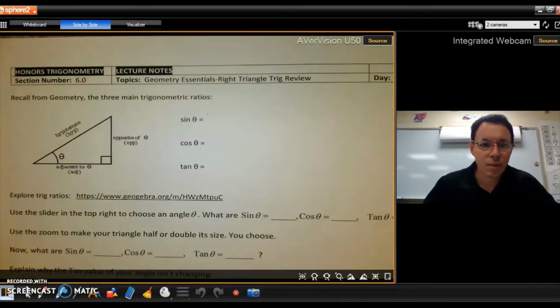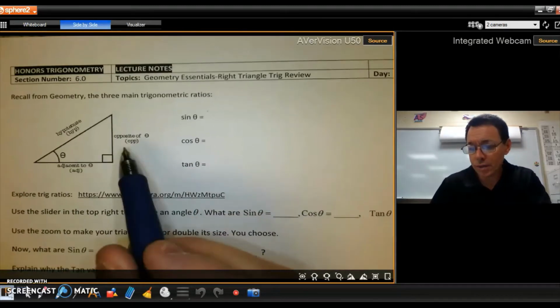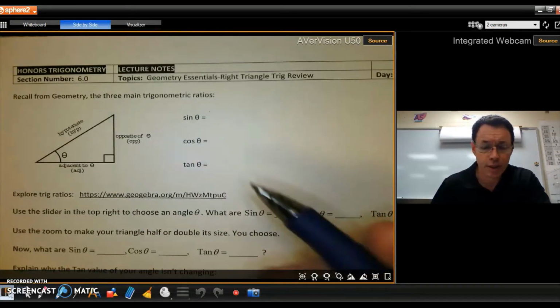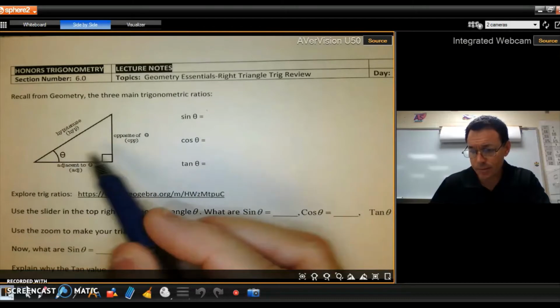Hey guys, today we're going to start chapter 6, which is the beginning of our trig section. This semester will be all trigonometry. Today we're going to focus on a few things that you learned in geometry, plus trying to go a little bit deeper into understanding what those things are that you learned in geometry.